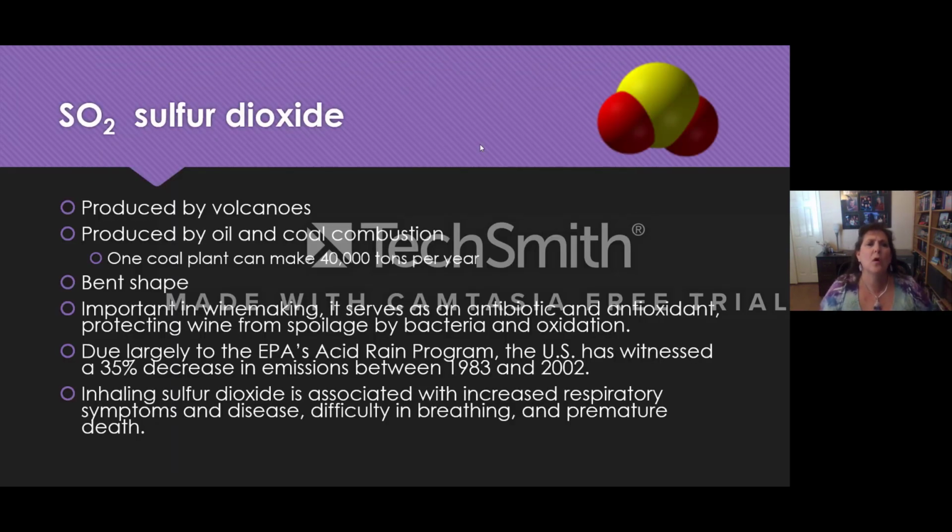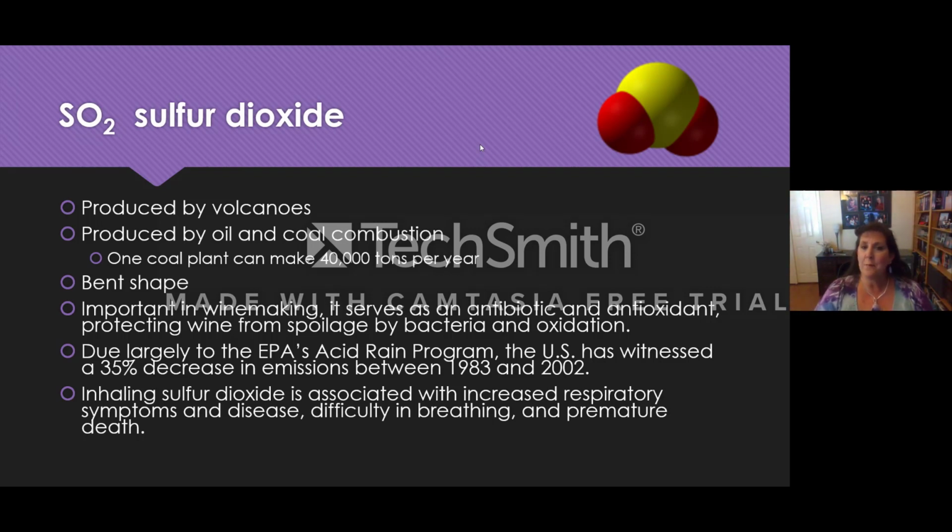Let's talk a little bit more about our SOx and NOx. SO2, the name is sulfur dioxide. You should know that. Sulfur dioxide is naturally produced by volcanoes. It's also produced by oil and coal combustion. One coal plant can make 40,000 tons in a year. Boy, that's a lot. If you look at the little molecule in the corner, you can see it has a bent shape. It's not linear, it's not straight, it's bent.